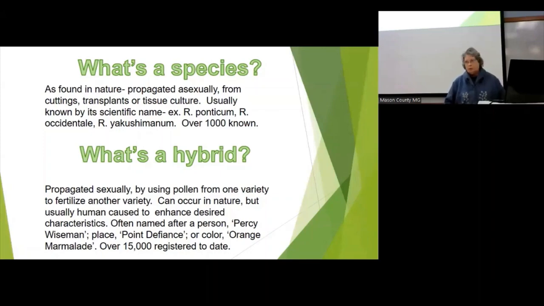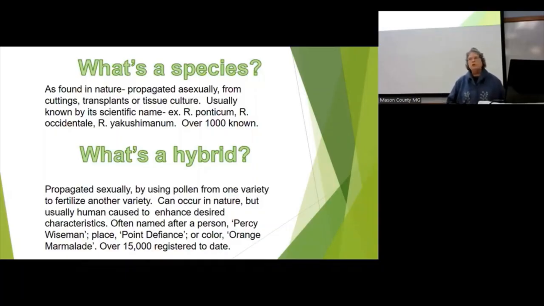Now, what's a hybrid? Those are made sexually. Usually pollen is taken from one variety and used to fertilize another variety. You can get natural crosses in nature, but typically humans are taking the pollen and making crosses, trying to enhance characteristics that they're looking for. It might be size, it might be color, it might be disease resistance, various other characteristics. Often these are not known by their scientific names. They are often named after a person. A lot of rhododendrons are named after a person.